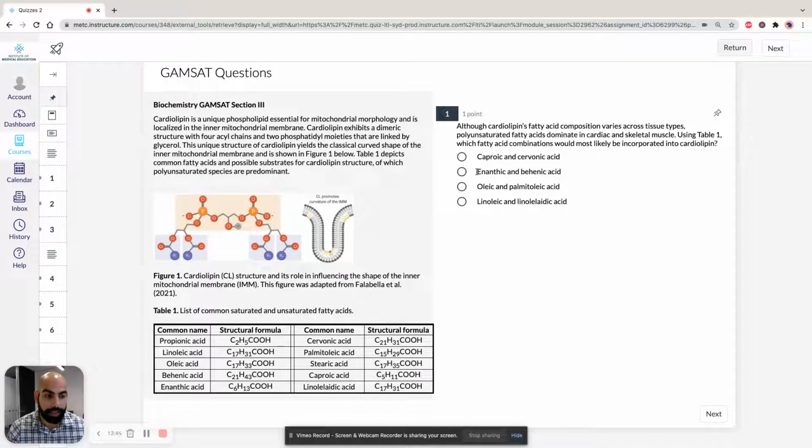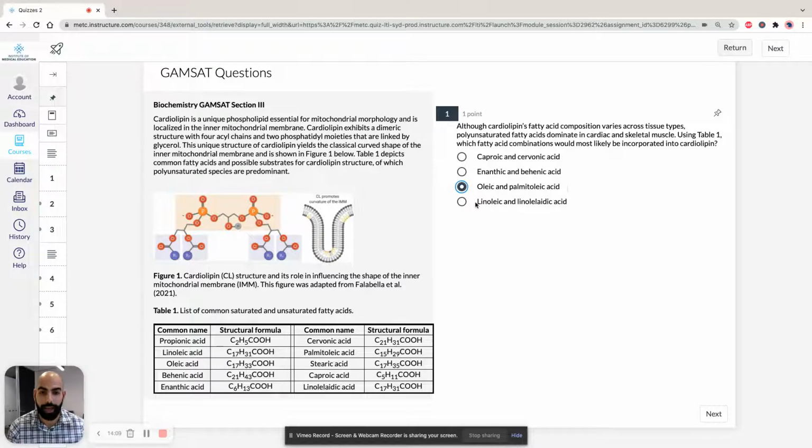Enanthic is saturated, whereas behenic is saturated. So these ones would most likely not be incorporated. We've got oleic acid and palmitoleic acid. Oleic is a monounsaturated, whereas palmitoleic acid is also a monounsaturated. So we've got 2 monounsaturated, which is great. But again, it's not 2 polyunsaturated fatty acids.